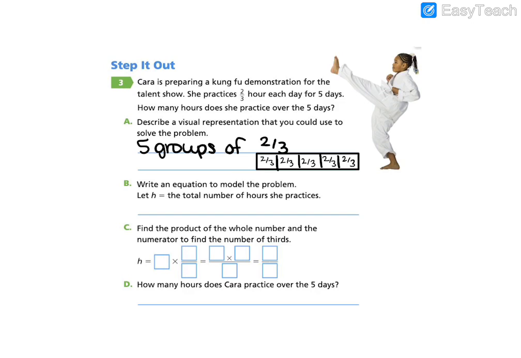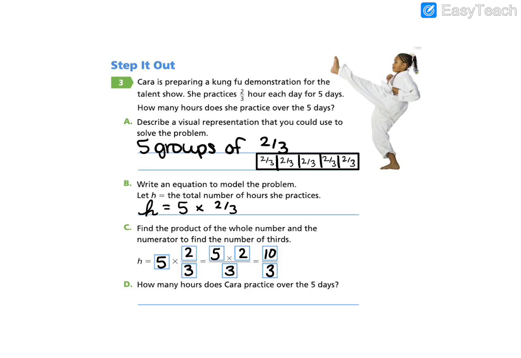Letter B asks us to write an equation to model the problem. Let H equal the total number of hours she practices. So I know that she practices 5 days, and each of those days she practices for 2/3 of an hour. So now let's go ahead and multiply. 5 times 2/3. When we find the product of a whole number and a fraction, we're multiplying that numerator by the whole number. 5 times 2/3. And we get a total of 10/3.